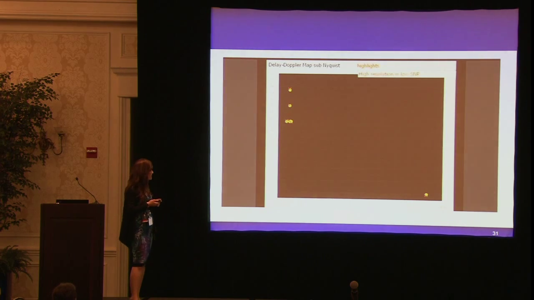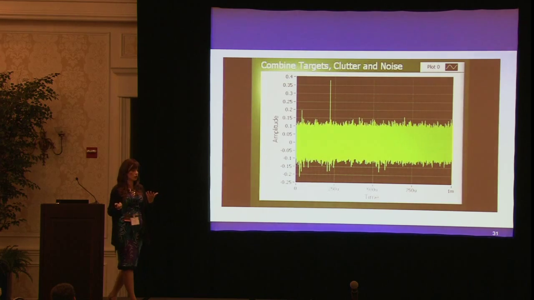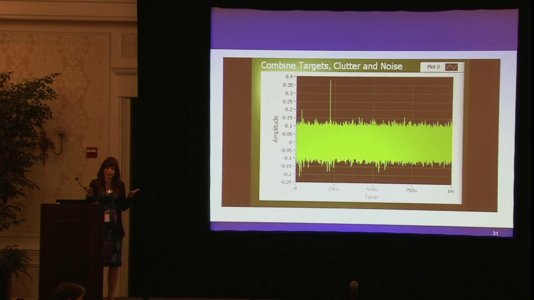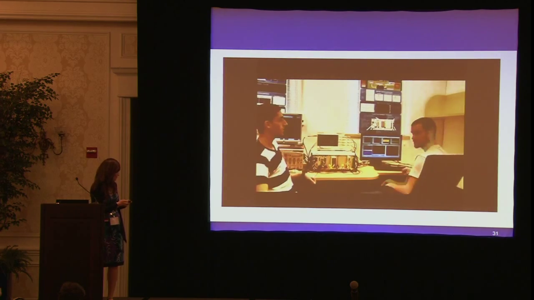So you'll see that in the next example. We have targets that are very close to each other, and we could still distinguish them. This works even at very low SNR, again, because of this beamforming that's done on the sub-Nyquist samples.